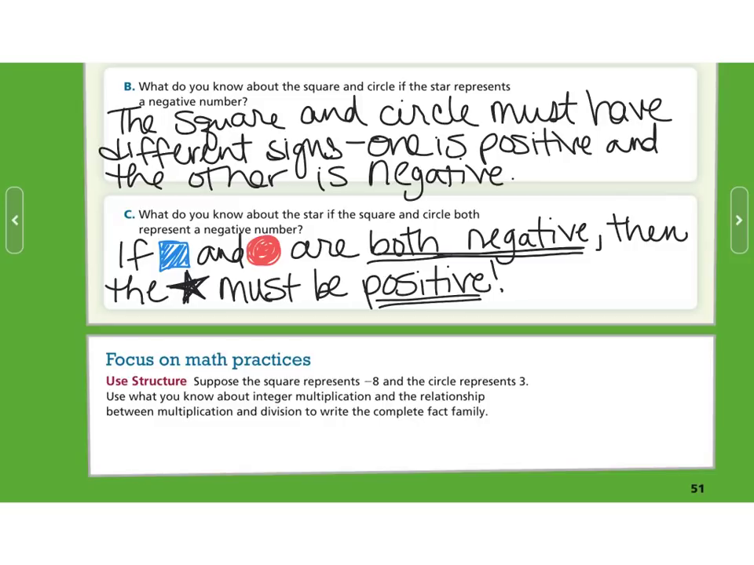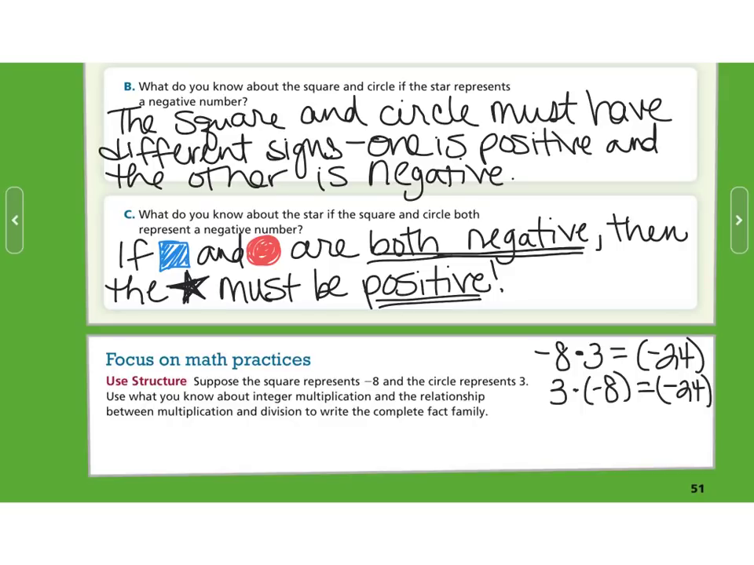Focus on math practices. Suppose the square represents negative 8 and the circle represents positive 3. Use what you know about integer multiplication and the relationship between multiplication and division to write the complete fact family. Pause the video, try this, and come back and check your answer.